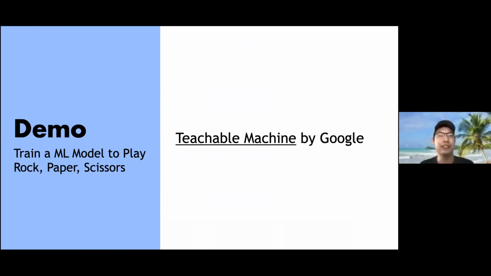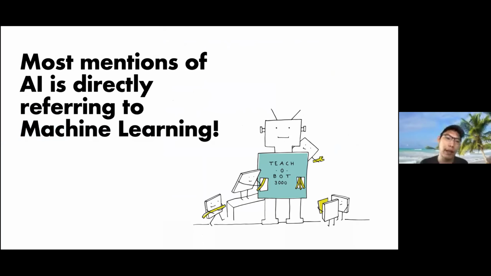But going back to our slides, why do we start with machine learning? Well, at least nowadays, most mentions of AI are directly referring to machine learning. That being said, AI is not exclusively machine learning. There are other things involved in AI as well. It's just that most of the time nowadays, when you hear about AI, folks are actually referring to machine learning, and that's something to be aware of. So with that, that sums up what is AI.